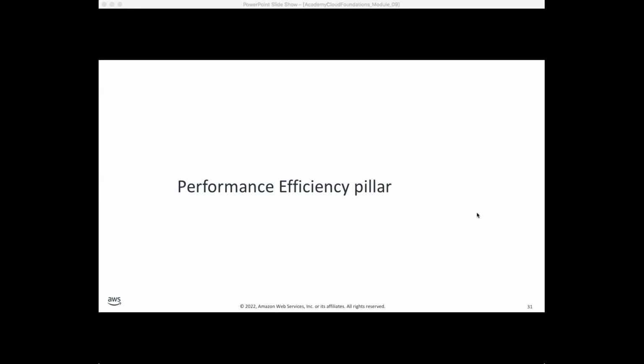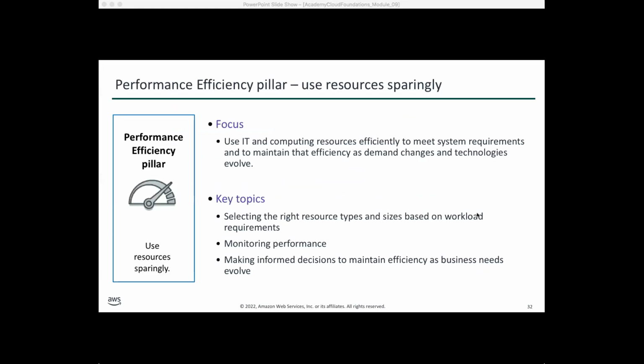pillar. Next is the performance efficiency pillar among the six, which basically focuses on the ability to use IT and computing resources efficiently to meet system requirements and to maintain that efficiency as demand changes and technology evolves. Now, a key area that the performance efficiency pillar addresses is selecting the right resource type and sizes based on the workload requirements.